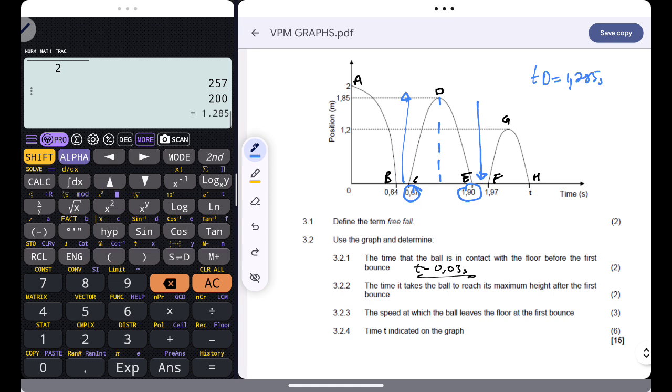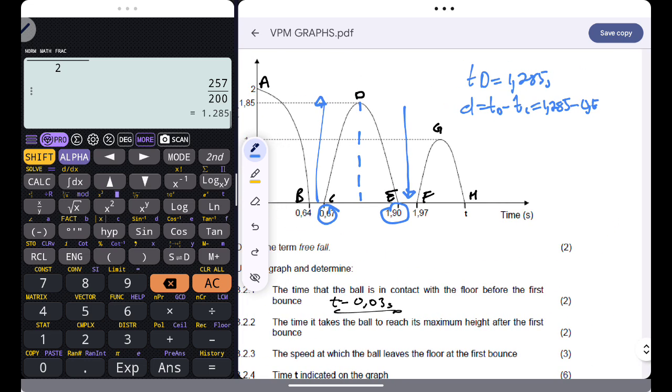I was asked to find the time it takes for the ball to move from position C to position D altogether. All I need to do is to find the difference between the time at position D minus the time at position C. That's 1.285 minus 0.67. Minus 0.67, yeah? 1.285 minus 0.67.